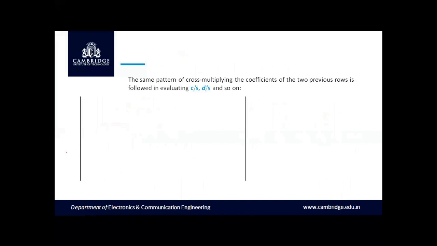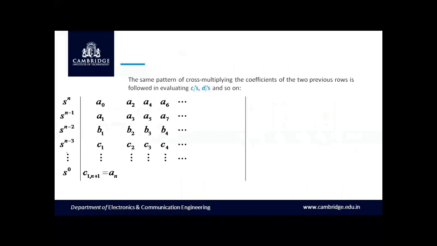To calculate C1, C2, C3, C4 and so on, the same pattern of cross multiplying the coefficients of the two previous rows is followed, and C1, C2, C3, C4 etc. can be evaluated. That is exactly the fourth row. So to fill up the fourth row, we have to make use of the previous two rows as a reference and follow the same pattern of cross multiplication. Now let us find C1. C1 is given by (B1 A3 minus A1 B2) divided by B1.